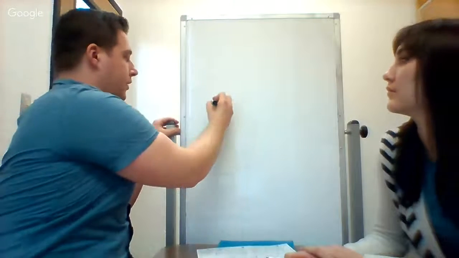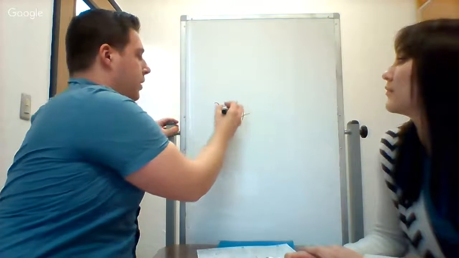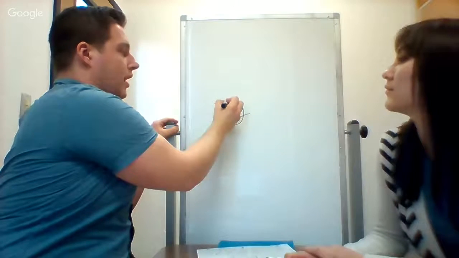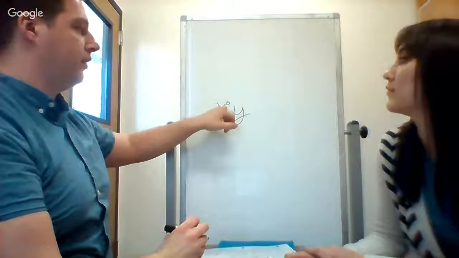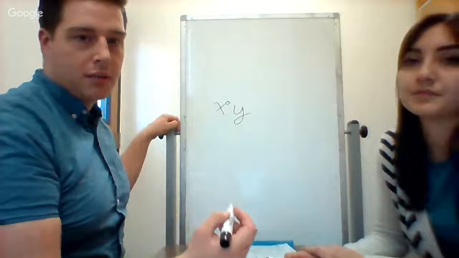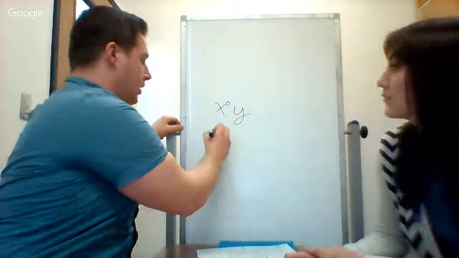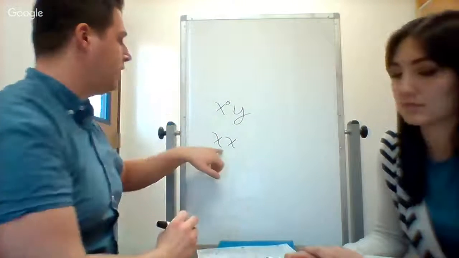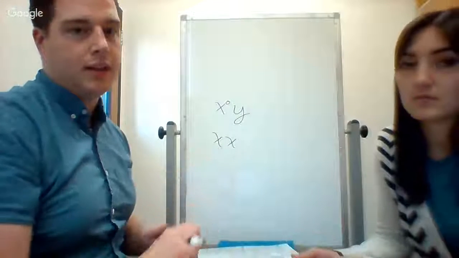And so the father is going to be homozygous recessive. He's going to have an X and a Y, but her dad is going to have the recessive allele on his X. And then the mother is going to be homozygous dominant, meaning that she's going to have two X chromosomes, and neither of them are going to have OTD on them.